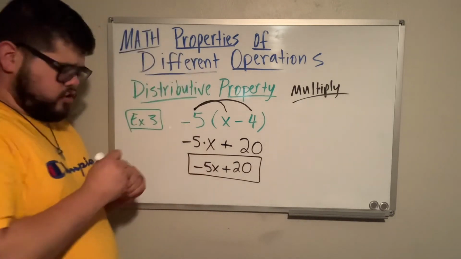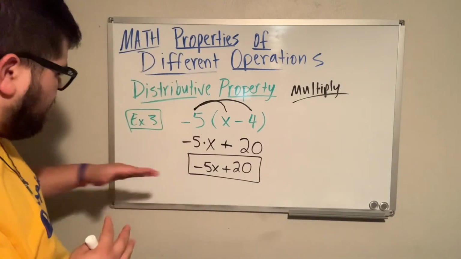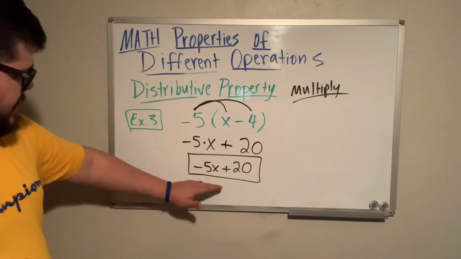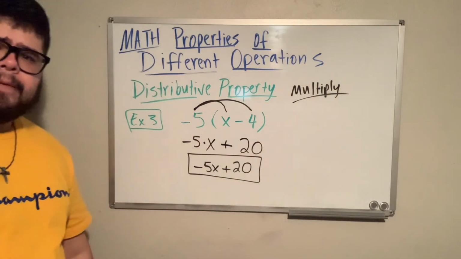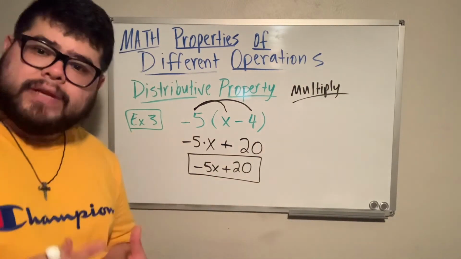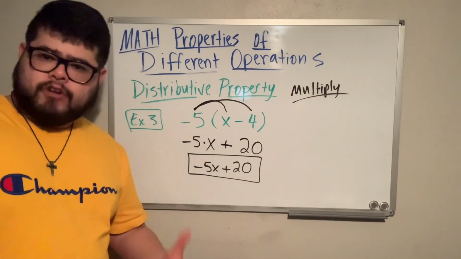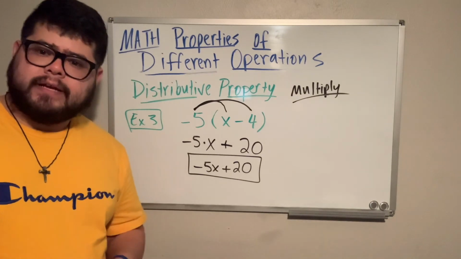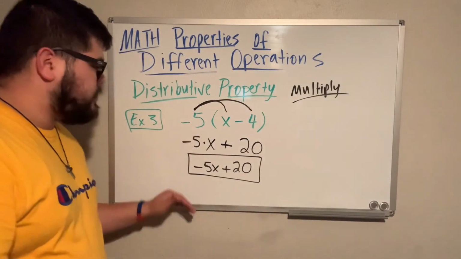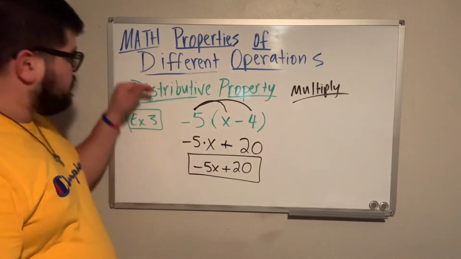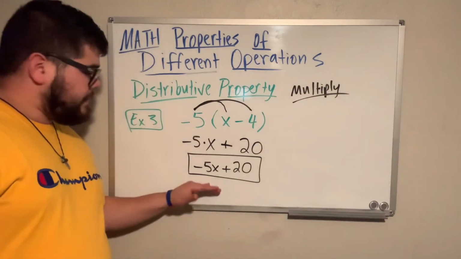There's no movement really here. But we want to say that's our final answer, negative 5x plus 20. Okay? And so you see how we need our different operations for multiplying integers. And so that's what we use here in order to simplify this expression using the distributive property. Okay? That's why we need that.